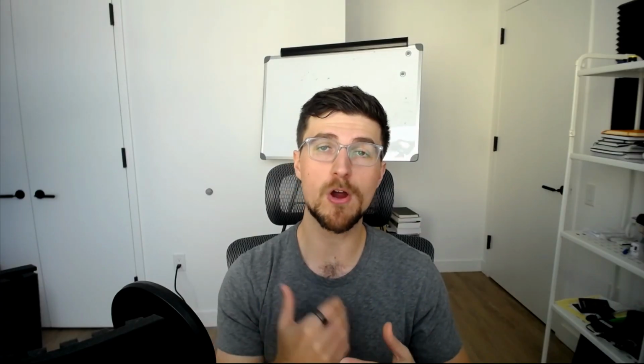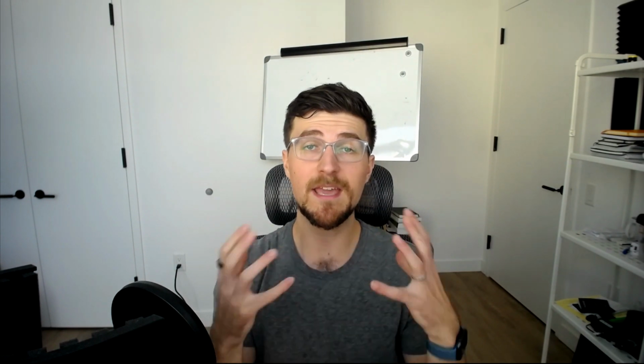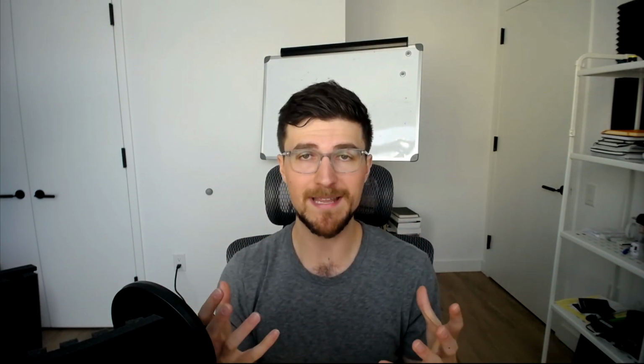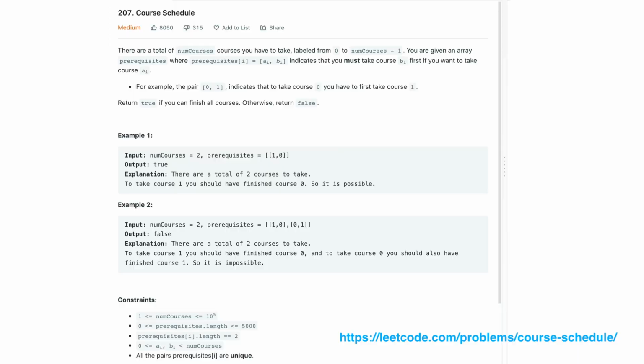The final pattern for our implicit graph problems is ordering. And this is basically saying, given some set of dependencies, what is a valid order of all of my data that fulfills all of those dependencies? The classic example of this is scheduling. For example, let's take a look at this course scheduling problem.